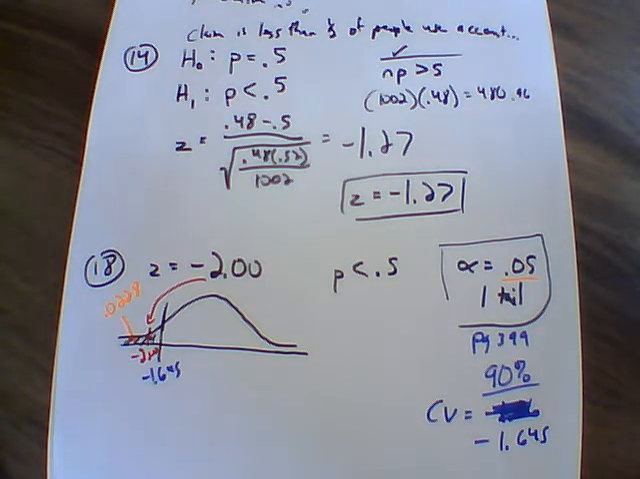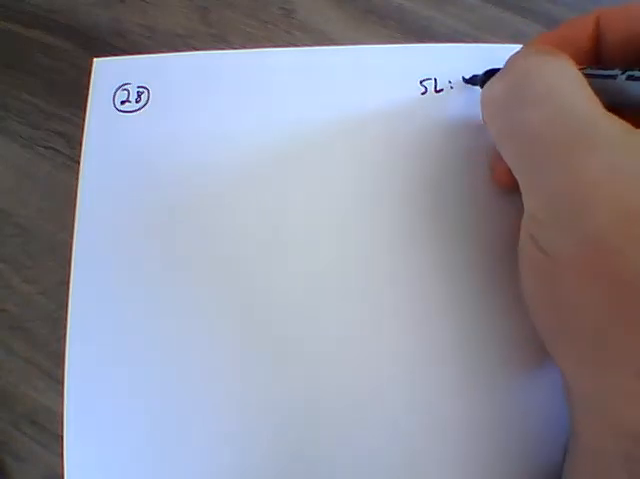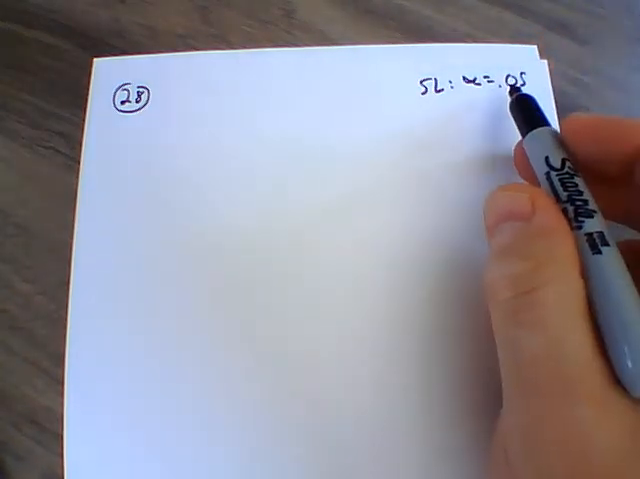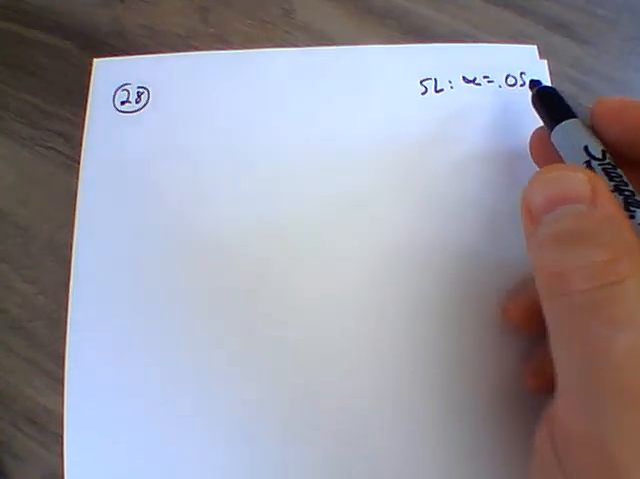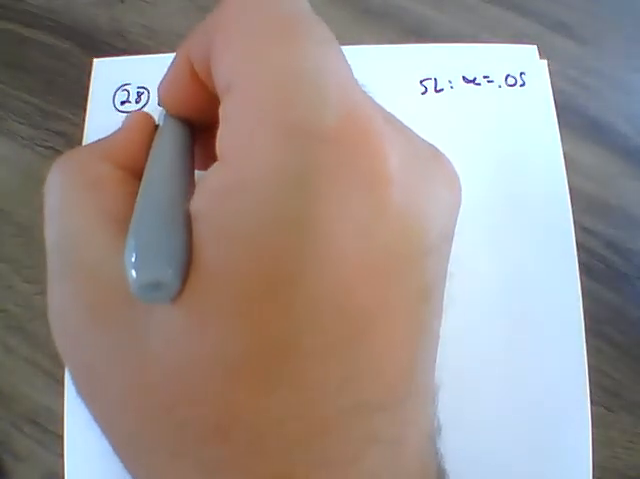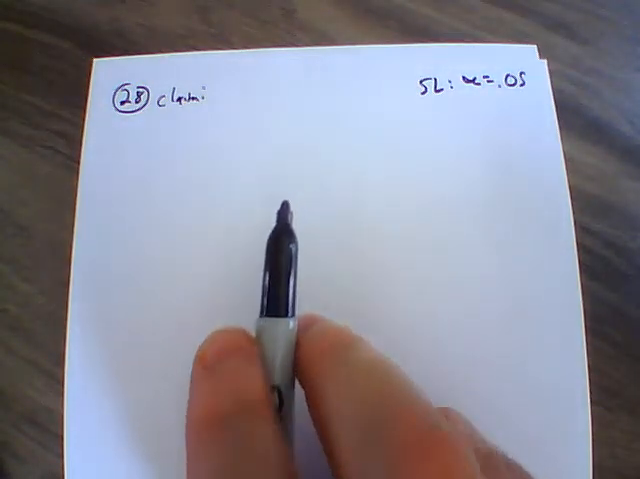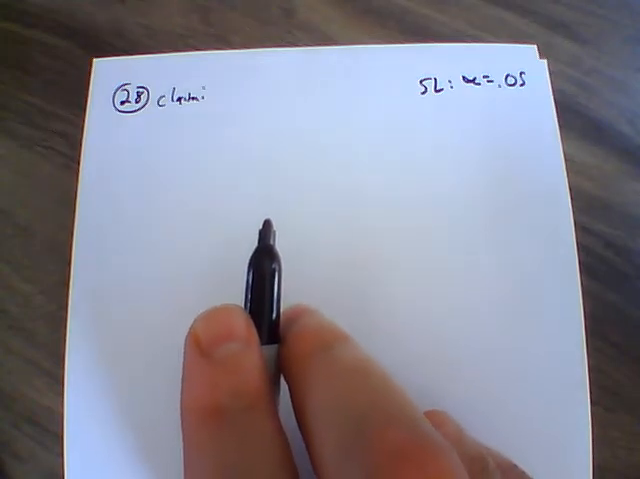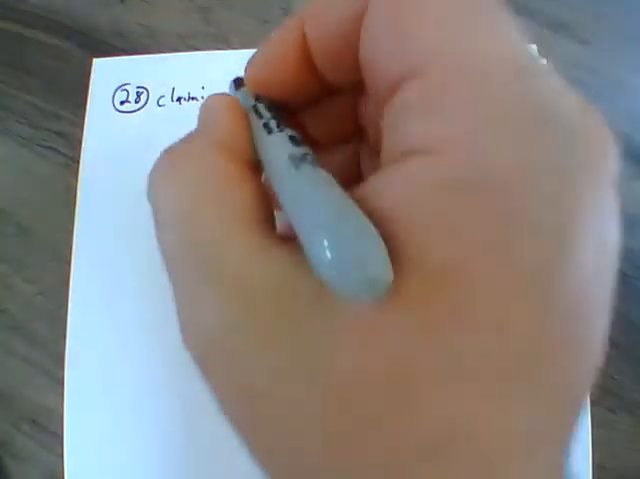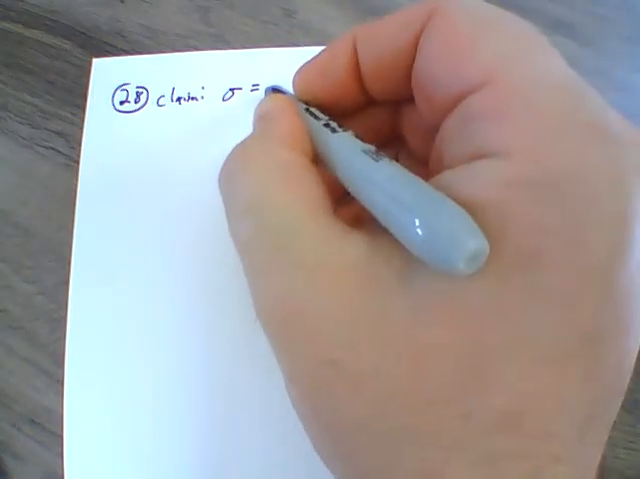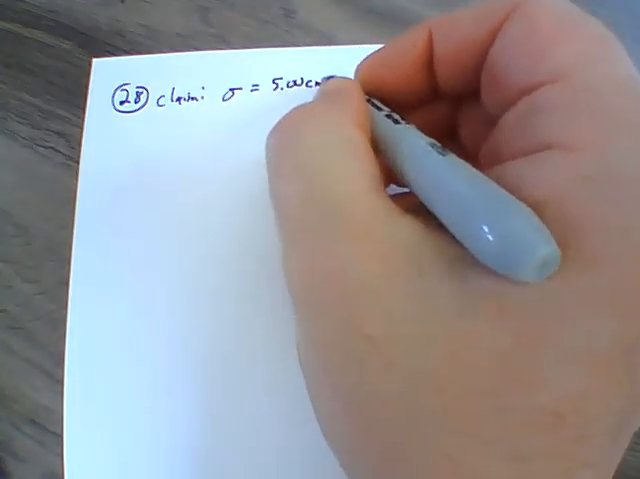So let's look at number 28. On number 28 here, they talk about that we have a significance level, alpha equals 0.05. And then we're going to use this given information. So they talk about our claim. Our claim is women have heights with a standard deviation equal to 0.5 centimeters. Once again, standard deviation is going to equal 5.00 centimeters. Sorry about that.